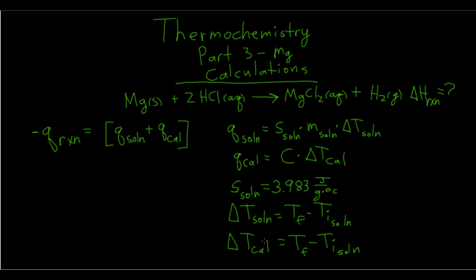It's in the procedure. Change in temperature of the calorimeter, again, same final temperature from the graph, minus the initial temperature of the solution, because once more, we're assuming, because the calorimeter and the solution were in contact, that whatever the initial temperature of the solution was, that's the initial temperature of the calorimeter. Plug these values in and you can get your Q of reaction.